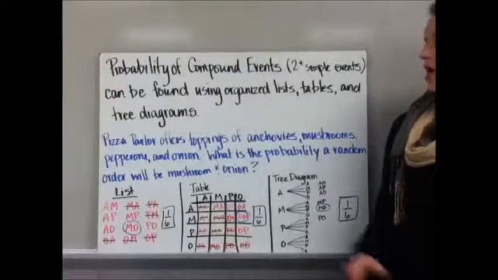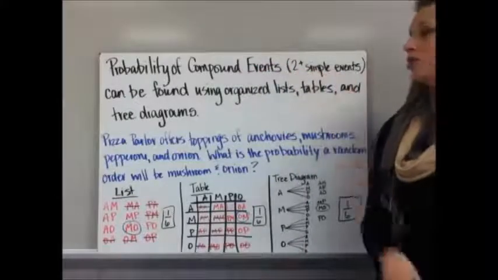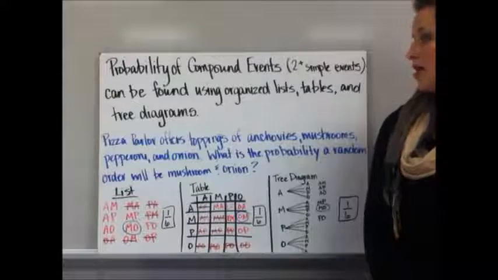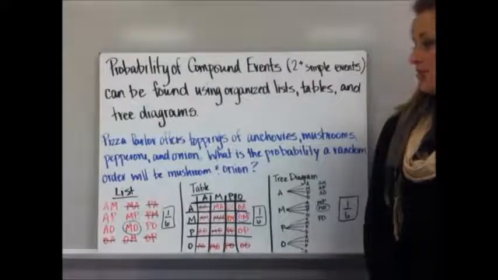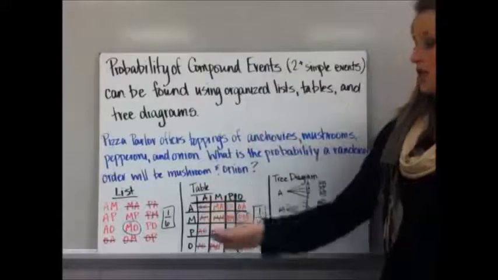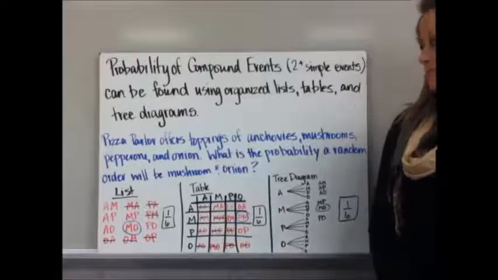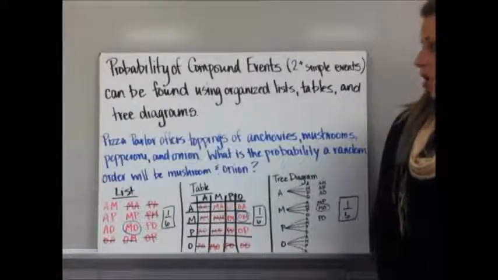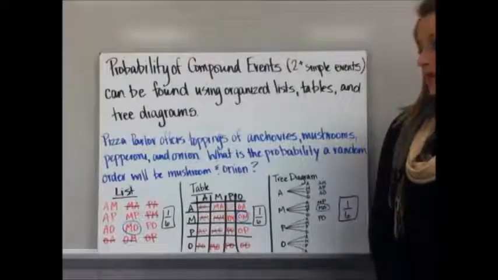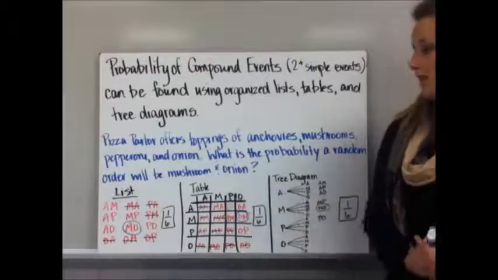The probability of compound events, and what we mean by compound events, remember, is two or more simple events, can be found using organized lists, tables, and tree diagrams. So I've taken one situation and shown three different ways that you could find the probability. A pizza parlor offers anchovies, mushrooms, pepperoni, and onion as toppings. What is the probability a random order will be mushroom and onion? And of course, we're assuming that they are equally likely.